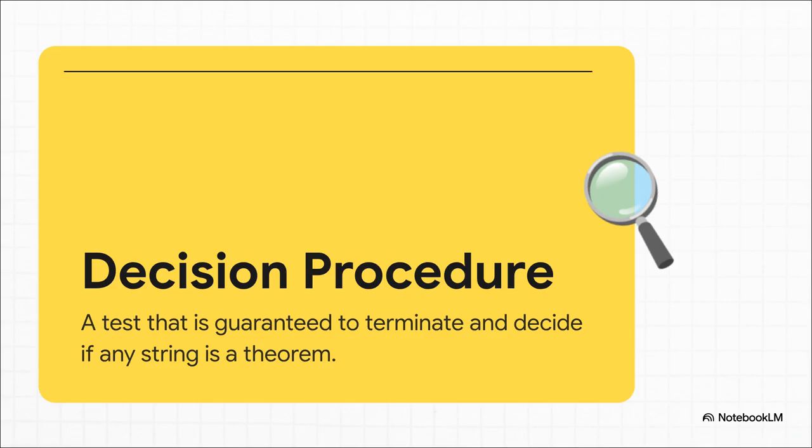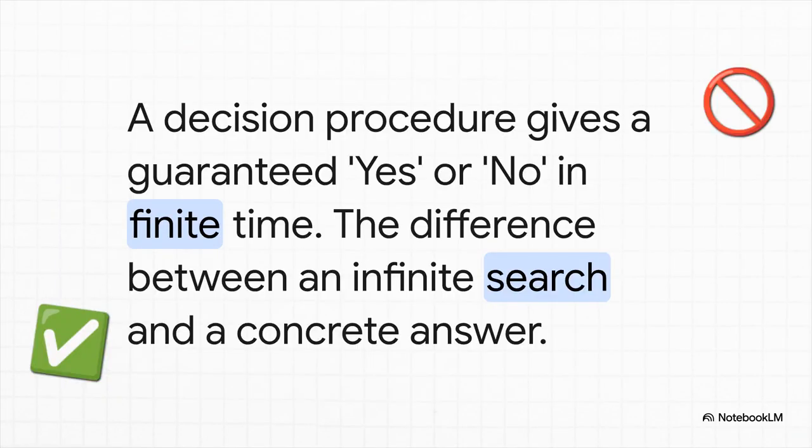And let's be real, waiting forever is not a useful answer. What we're really looking for is something called a decision procedure. You can think of this as the holy grail of any formal system. It's a single, foolproof test that's guaranteed to give you a clear yes or no for any string you feed it, and to do it in a finite amount of time. Having a decision procedure is a total game changer. It takes you from an infinite, hopeless search and gives you a solvable problem. It's the difference between guessing and knowing. It gives you the power of certainty.